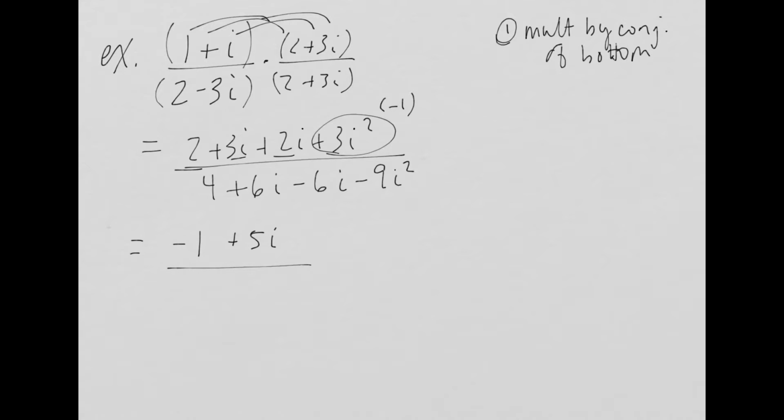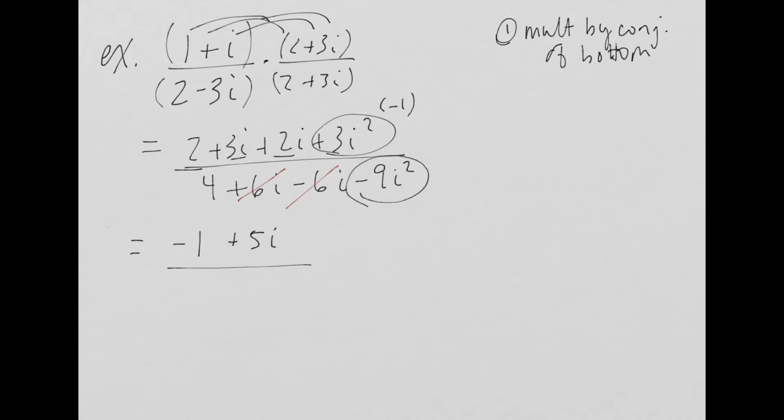So where did that come from again? 3i squared is negative 3. Negative 3 plus 2 is negative 1. Good. Now come down to the bottom. What do you notice about those two middle terms? They go away. And that's always going to happen. If that doesn't happen, then you've done something wrong. Go back.